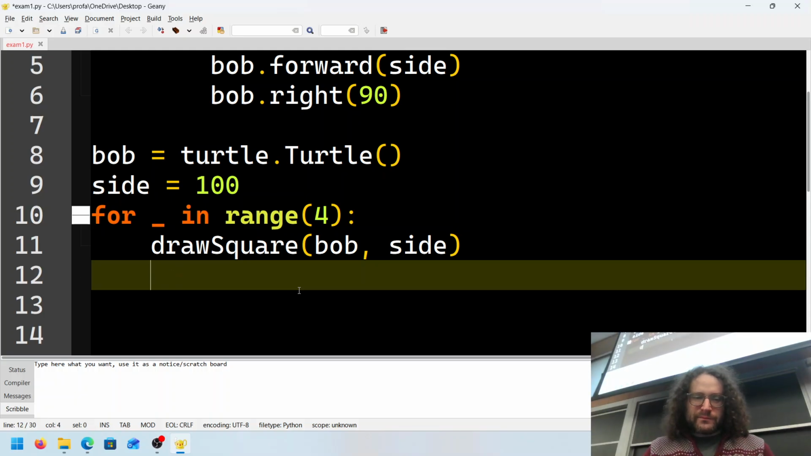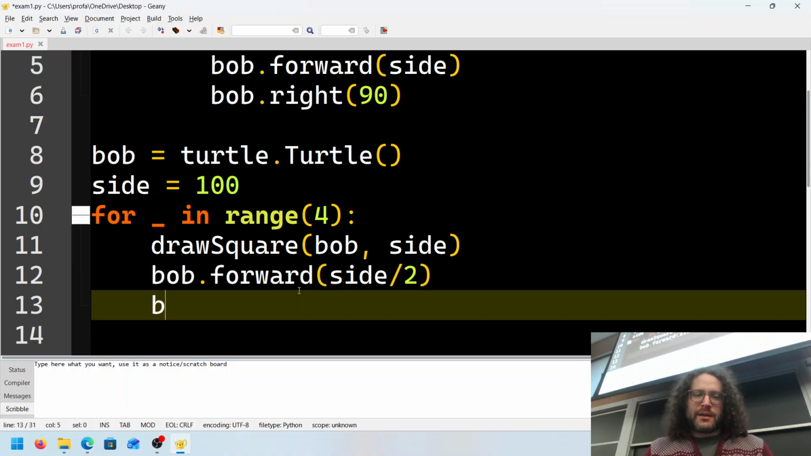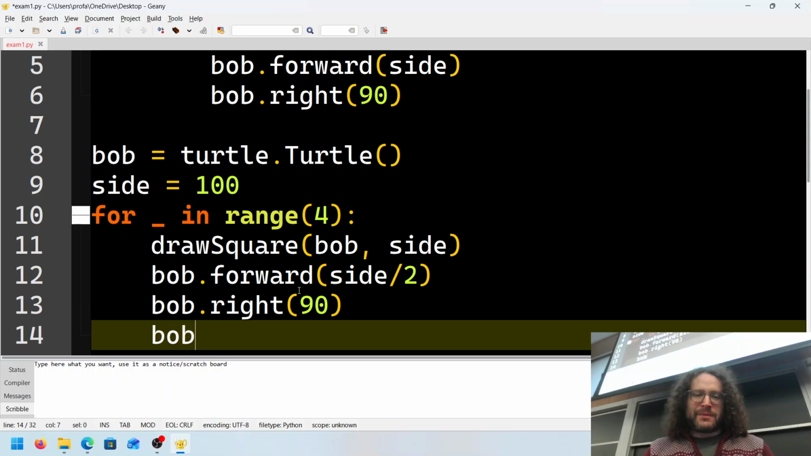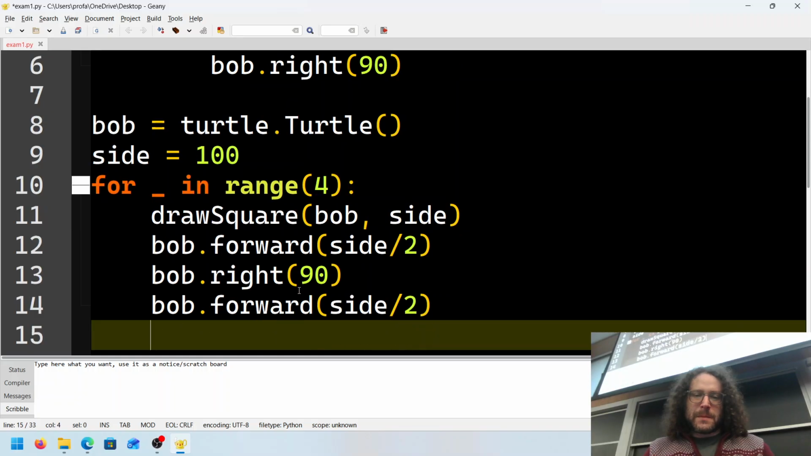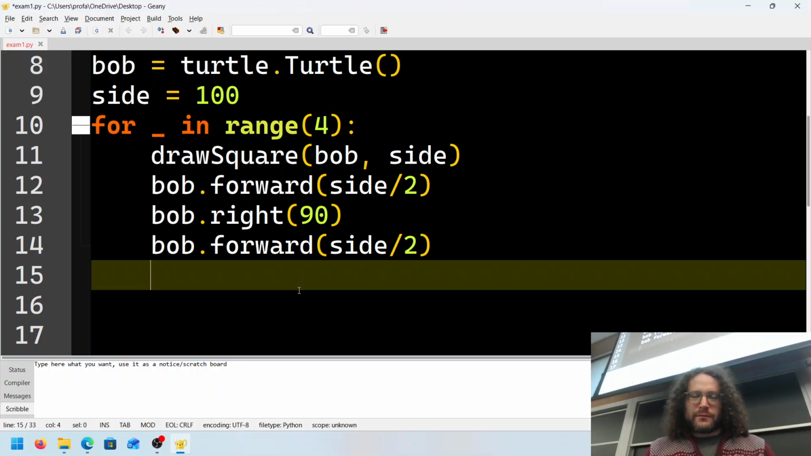So Bob dot forward to move forward. Side divide by 2, half the way across the square. Then Bob dot right, 90 degrees to turn down. Bob dot forward to move down. Side divide by 2. And then let's make sure he faces the same way at the beginning, because I like to make sure my guy faces the same way. Left 90. He turned right 90, so he undoes that turn with a turn left 90.